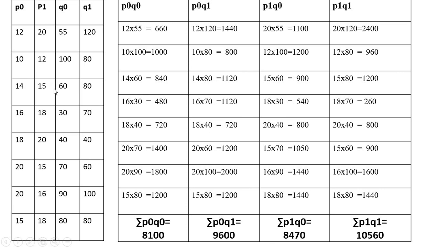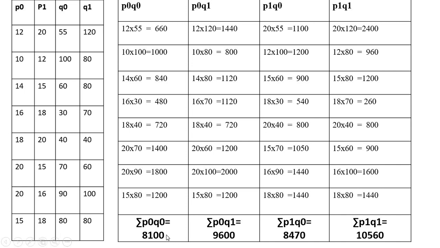How do you follow that? I explained here. See, P0 column and Q0 column. What is the value? 12 into 55, 660, 10 into 100, 14 into 60, 16 into 30, 18 into 40, 20 into 70, 30 into 90, 15 into 80. These are all the values you got. Similarly, P0 into Q1, 12 into 120, 20 into 55, 12 into 100, 15 into 60. You will get all these values. P1 into Q1, 20 into 120, 12 into 80, 15 into 80, like that you will get all these values.